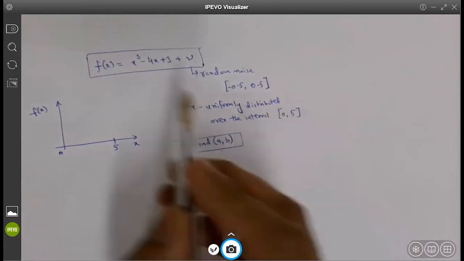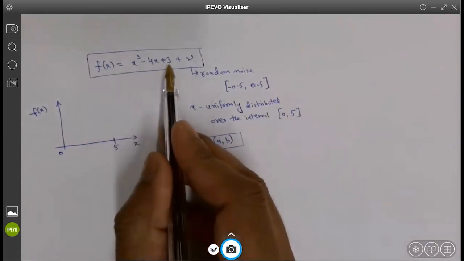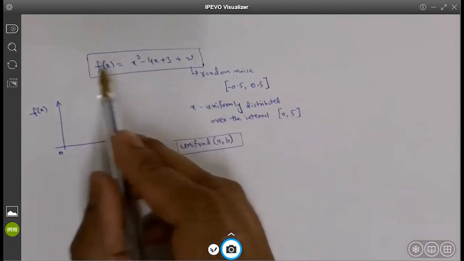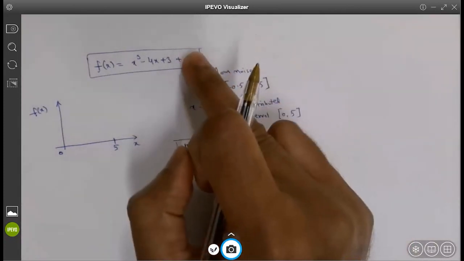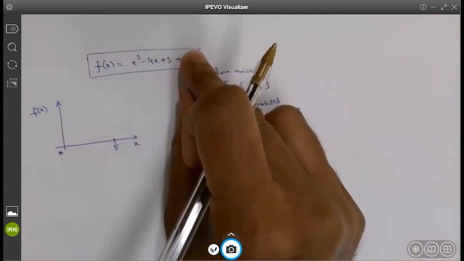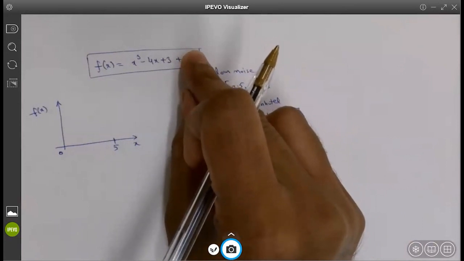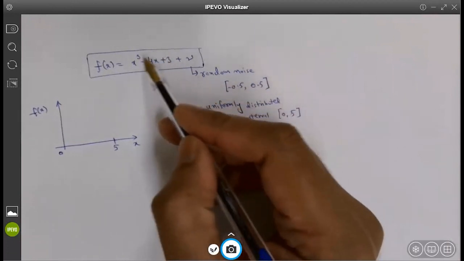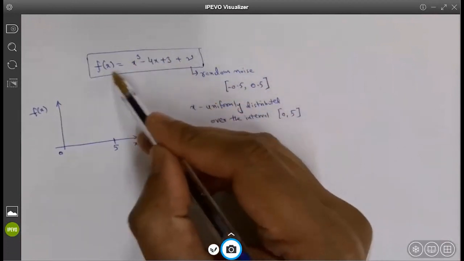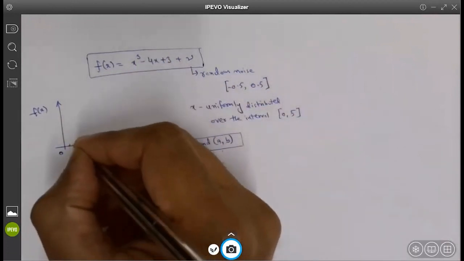For that specific number, you can plug it in and you will get the function f of x. Now, if you do not consider this random noise, then f of x will be just x cubed minus 4x plus 3, right? If I give you any number between 0 and 5, you can plug that number in here and find f of x, right? Is it making sense, guys?